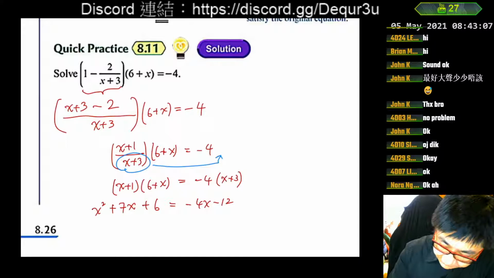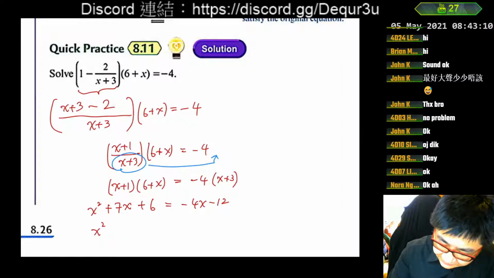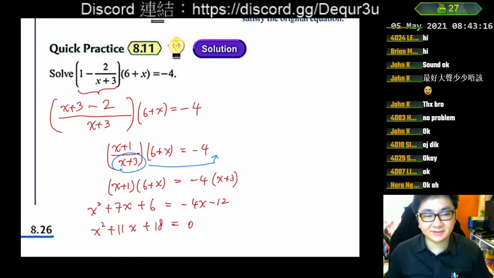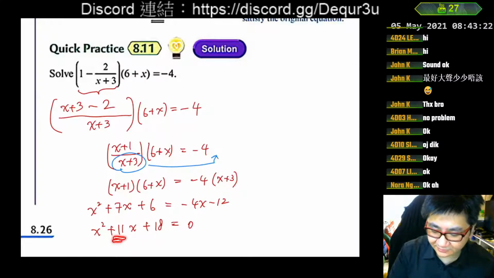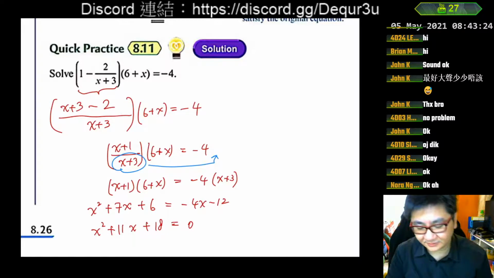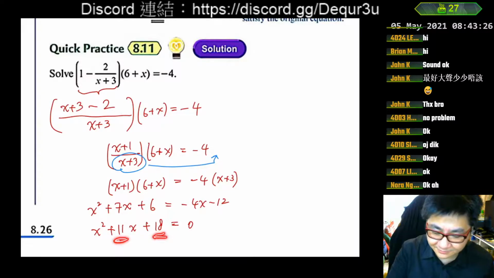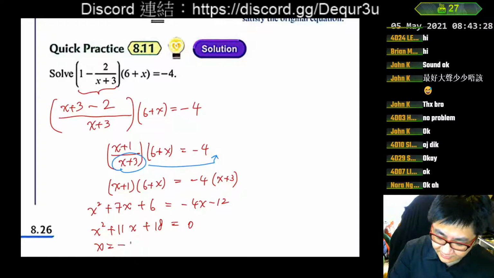Then move everything to one side so that we can press the calculator. We can press the calculator, or if you are good at mental calculation, then you can also see 11, 9 plus 2, 9 times 2. Then the answer.